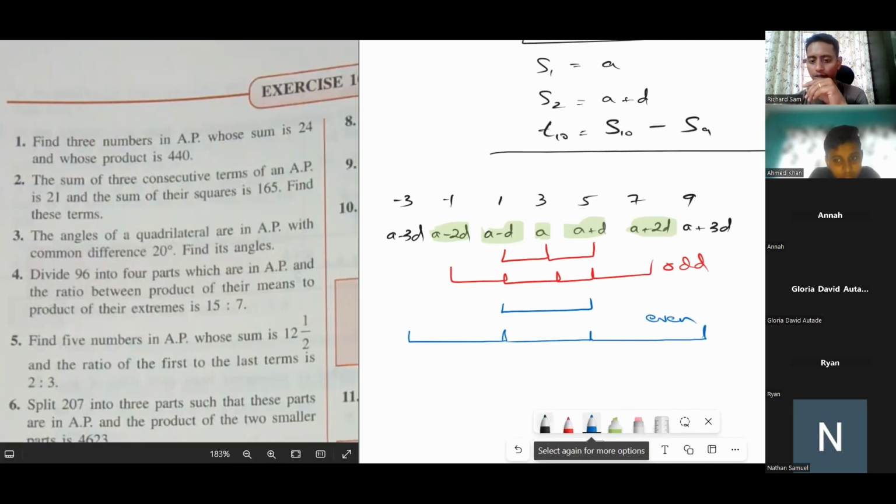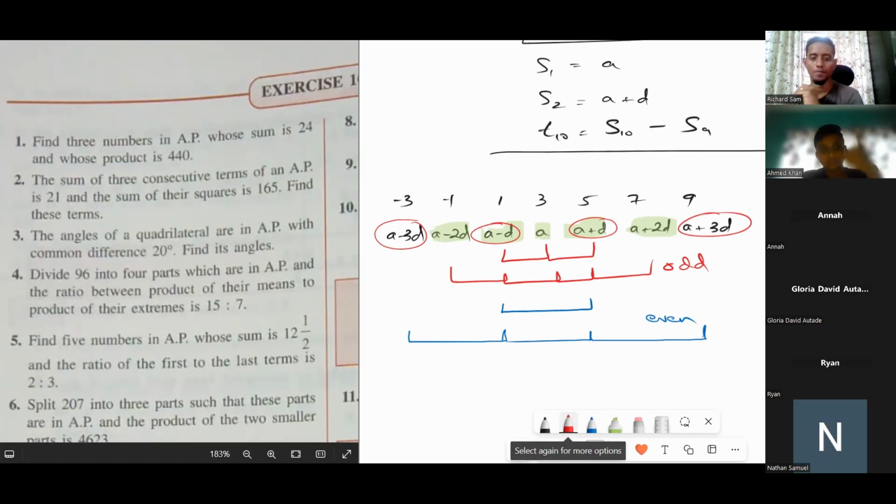So we're taking A minus 3D, A minus D, A plus D, A plus 3D. We're skipping every alternate one when it is an even number of terms. Okay, is this clear, everyone? Just write down this much. Just write these values, A minus D, A minus 2D, and put these lines like this to show odd and even. You will understand it better when we do this sum.